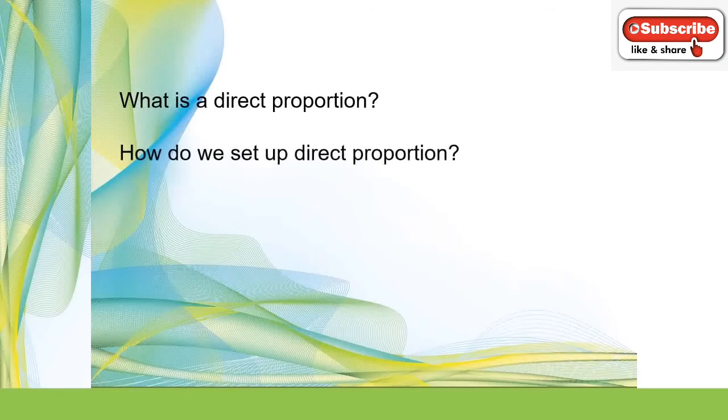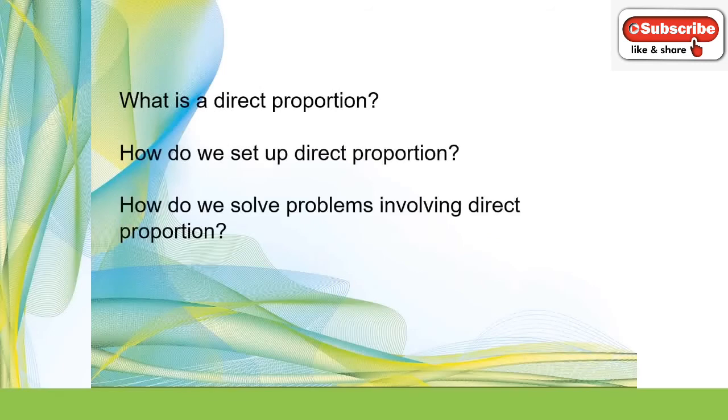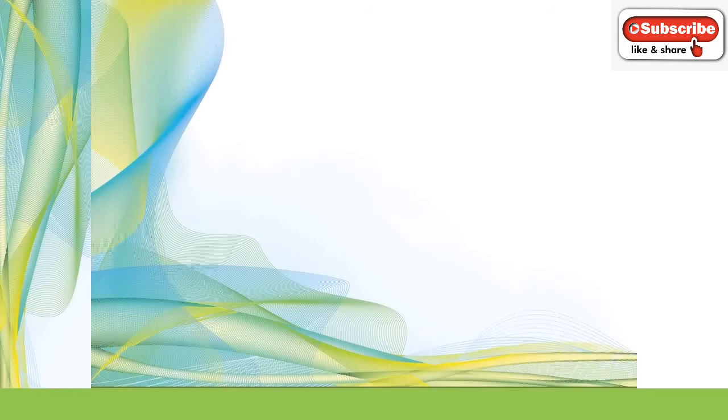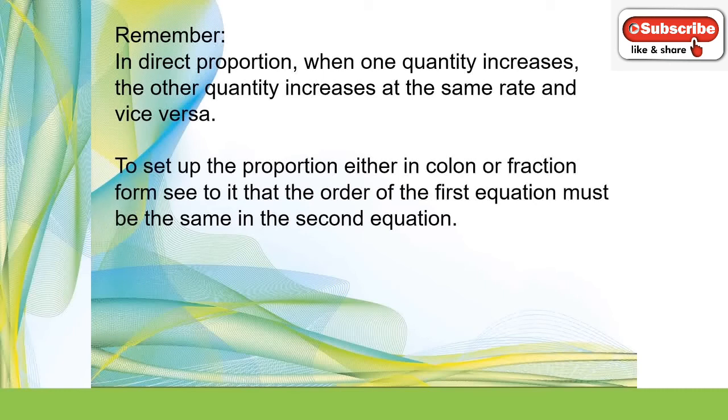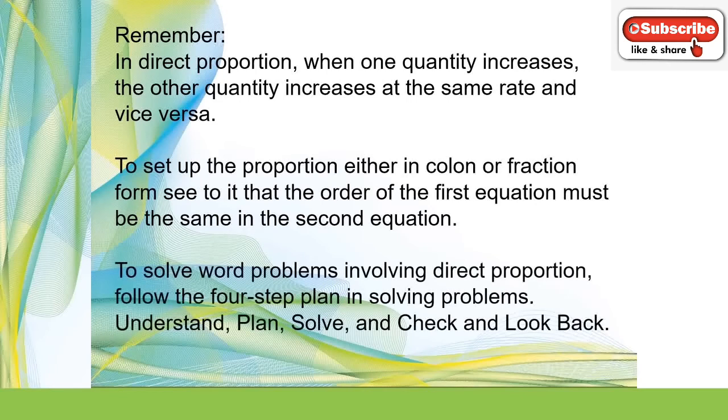This time, can you tell us now what is a direct proportion? How do we set up direct proportion? How do we solve problems involving direct proportion? In this lesson, you have to remember the following. In direct proportion, when one quantity increases, the other quantity increases at the same rate and vice versa. To set up the proportion either in column or fraction form, see to it that the order of the first equation must be the same in the second equation. To solve word problems involving direct proportion, follow the 4-step plan in solving problems: understand, plan, solve, and check and look back.